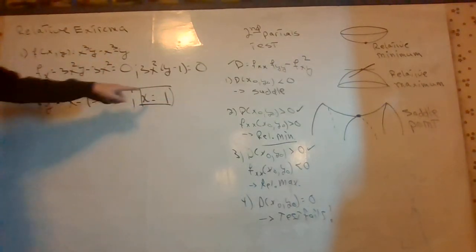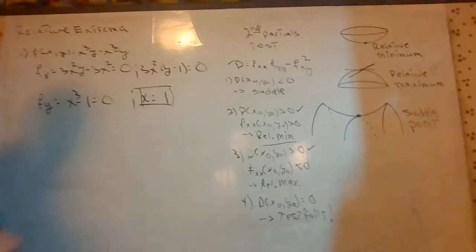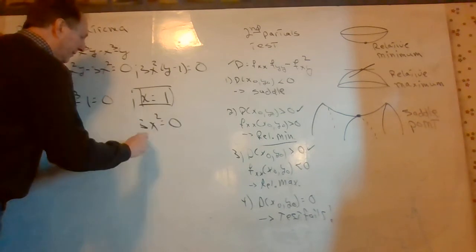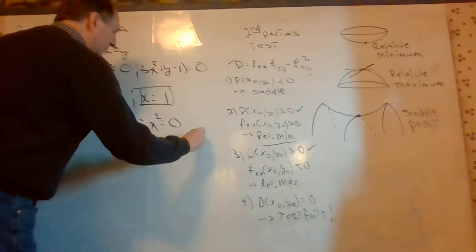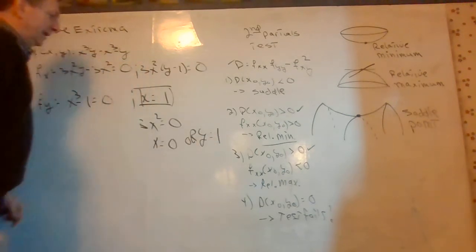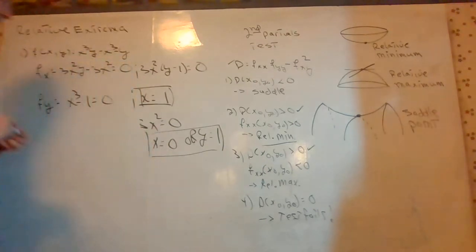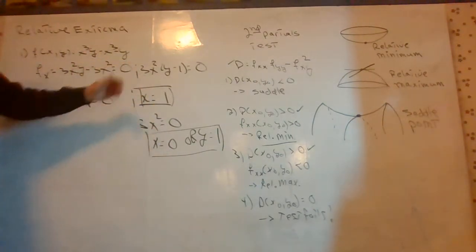This says basically x must equal 1. Now 3x squared times y minus 1 equals 0. This solution, 3x squared equals 0, says x equals 0, or y equals 1. But guess what? We can exclude x equals 0 because we know x has to equal 1.